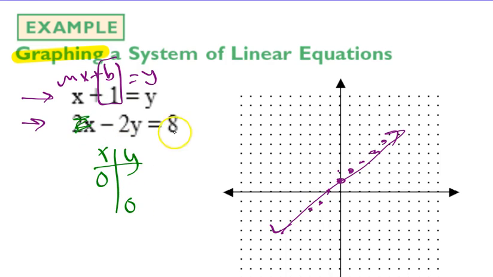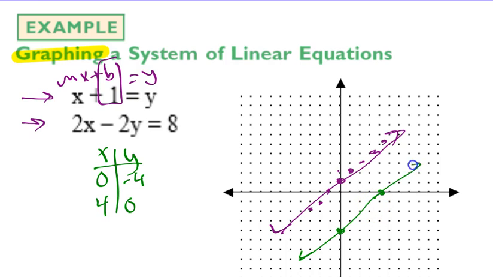If x is 0, y is, if I divide through by -2, -4. And if I let y be 0, divide through by 2, I'll get a 4. So I'll plot the point (0, -4) and (4, 0).